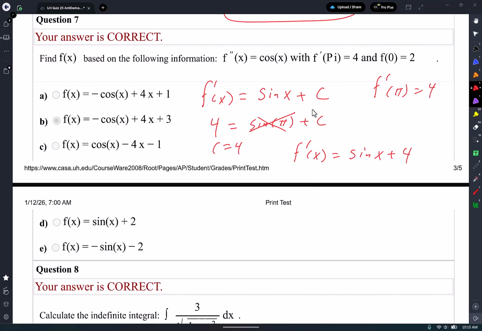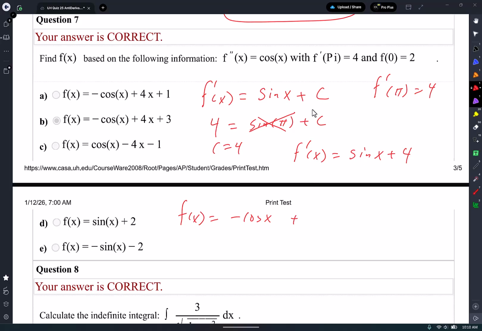I don't know if you have room on that page. I'm lucky because I can just see my next page right here, so I'm just going to write it on the top. I'm just going to do the antiderivative of that. So here we go, f of x. What's the antiderivative of sine x? Negative cosine x.